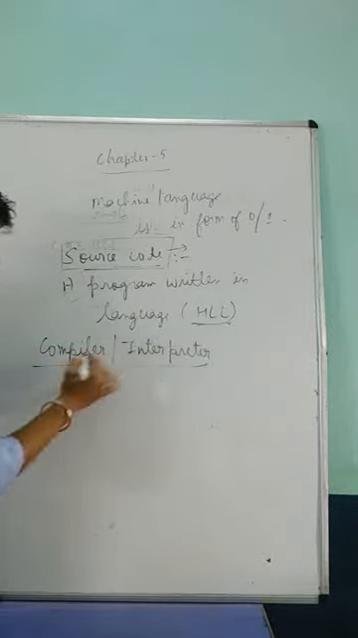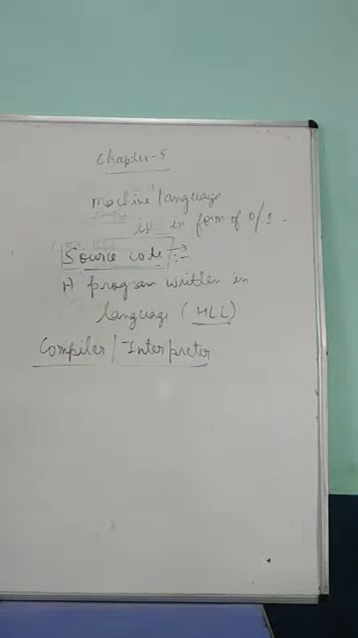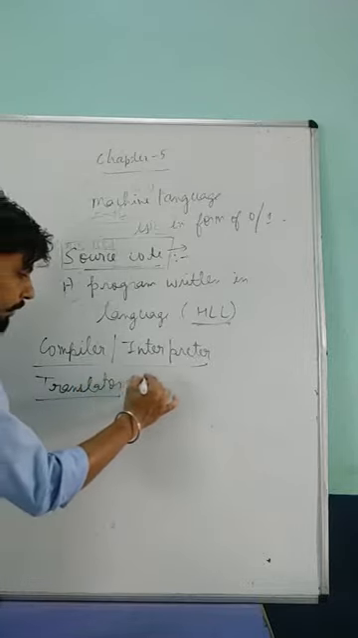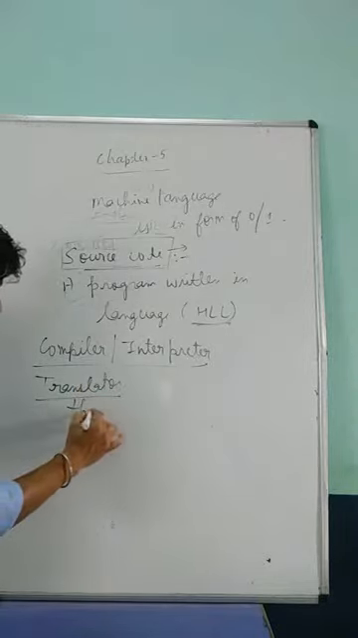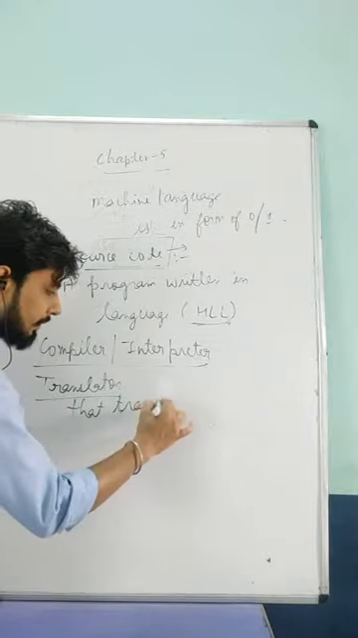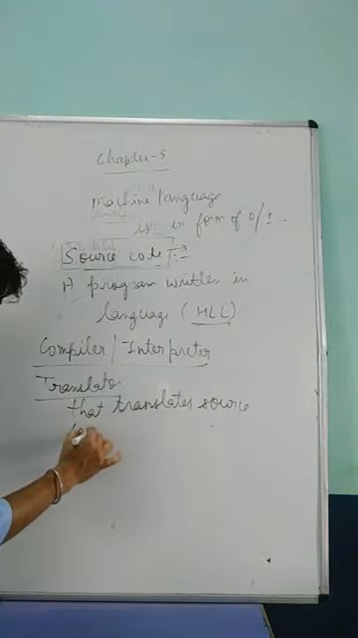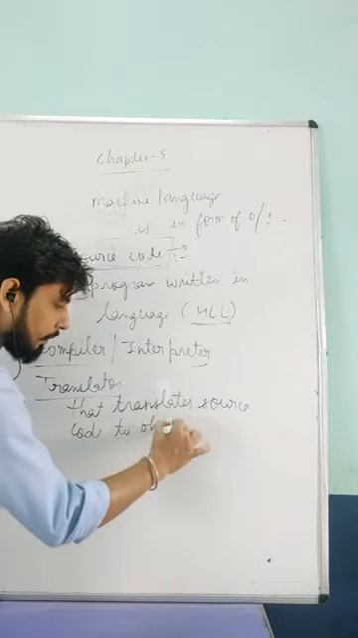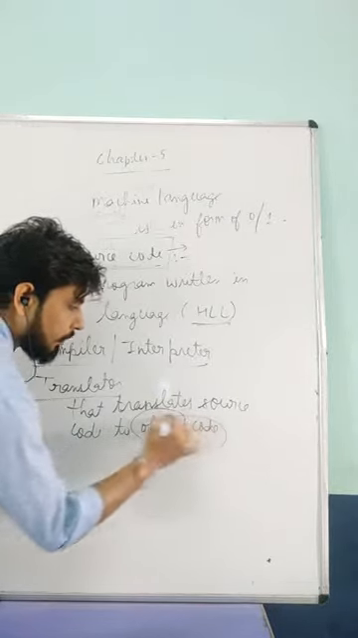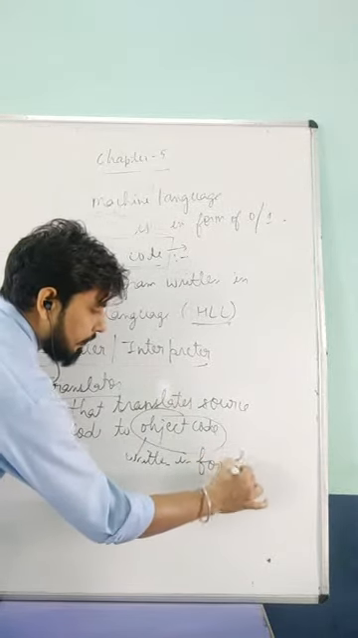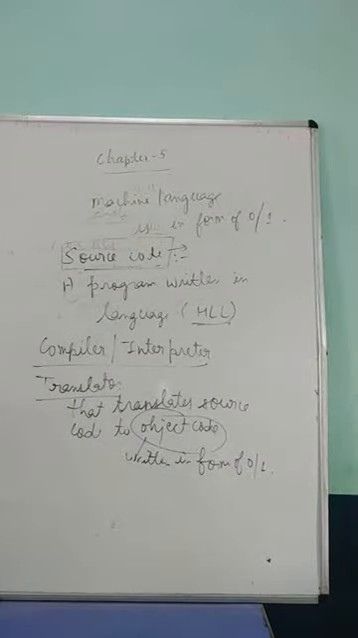Now what is the role of the compiler and interpreter? Compiler and interpreter are programs, or we can say they are translators, that translate source code to object code. So what is the object code? It is written in the form of 0 and 1. So these are written in the form of 0 and 1.